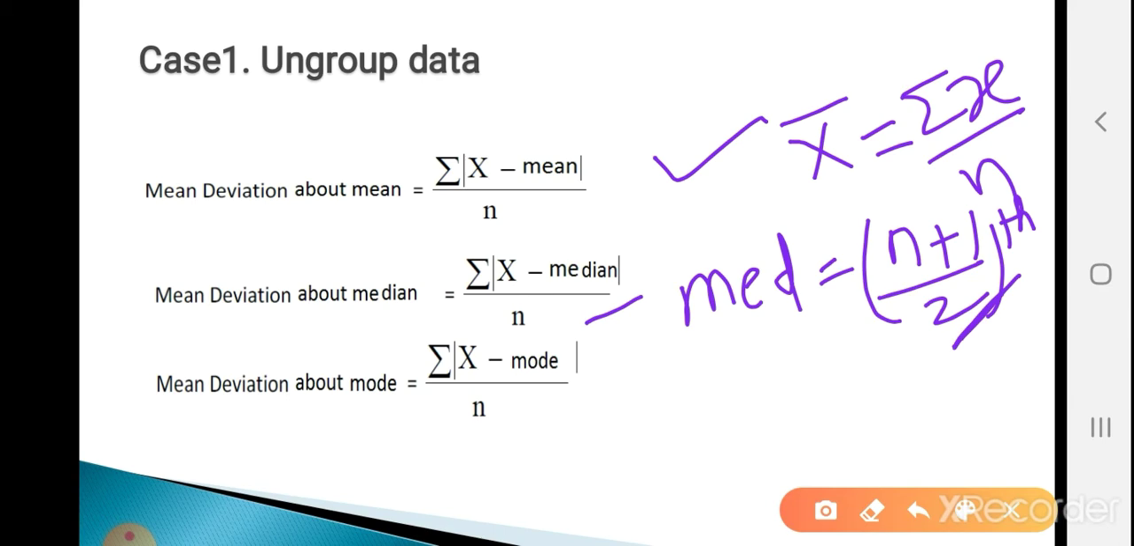Now the last, mean deviation about mode. The formula is summation mod of x minus mode divided by small n. How to calculate the mode for ungrouped data? For ungrouped data, mode is nothing but the most repeated observation in a given series of data.